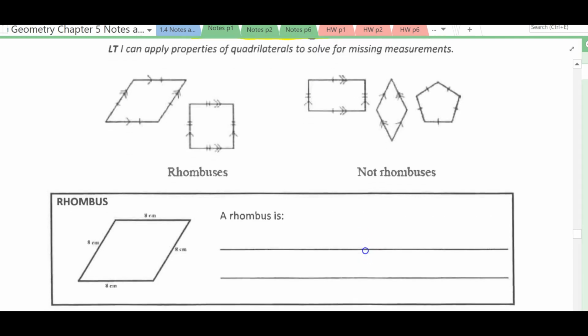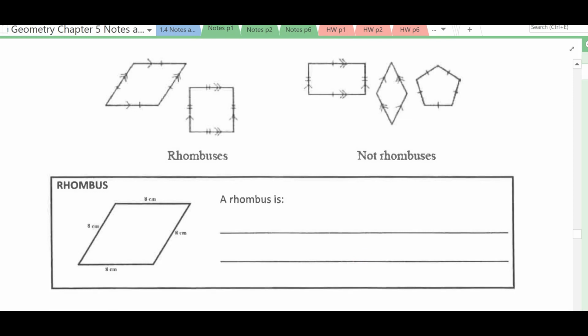Alright, so the first one that we have here is a rhombus. So if you notice the figures here on the left, they have congruent sides and the opposite sides are parallel. Now the opposite sides being parallel, the green and the blue highlights here show that it's a parallelogram. Then when we make all the sides congruent, that makes it a rhombus. So both of these are rhombuses. Over here they are not rhombuses, and maybe you want to see if you can figure out why they're not.